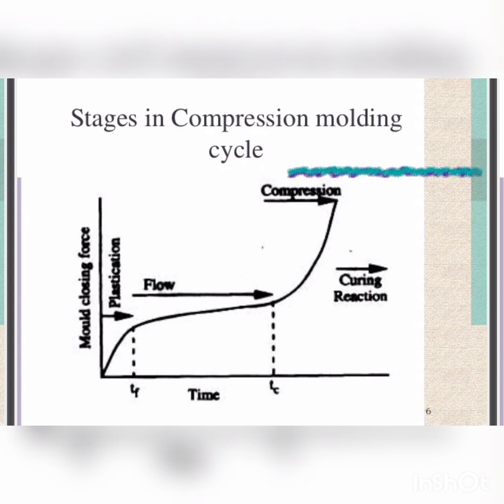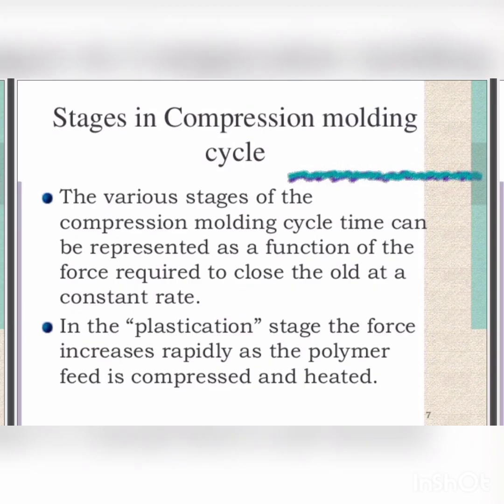So, stages in the compression molding cycle. These are the stages as shown in the graph. The various stages of the compression molding cycle time can be represented as a function of the force required to close the mold at a constant rate. In the plastification stage, the force increases rapidly as the polymer feed is compressed and heated. So these are the stages in compression molding.